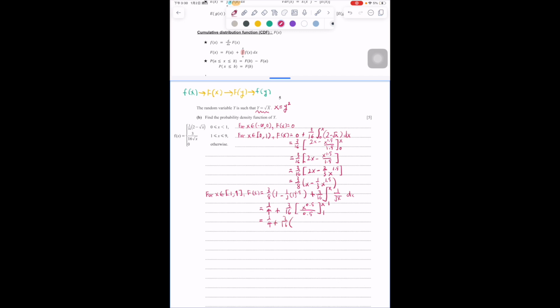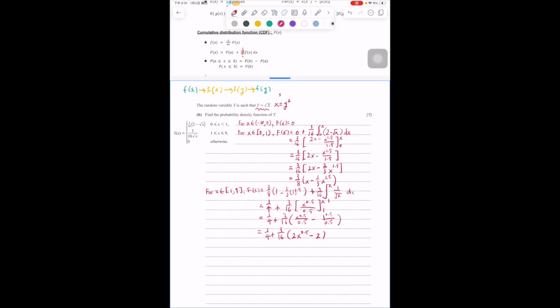So we may have x to the 0.5 minus 1, then 0.5 and 0.5, like this. Okay, so we have 1 over 0.5, which is equal to 2. So we can just change it back to 2x to the 0.5 minus 2. Okay, so here what we have left is just some basic calculation.